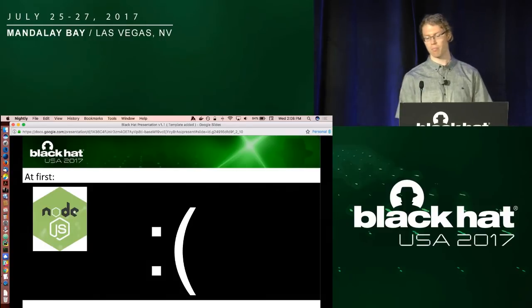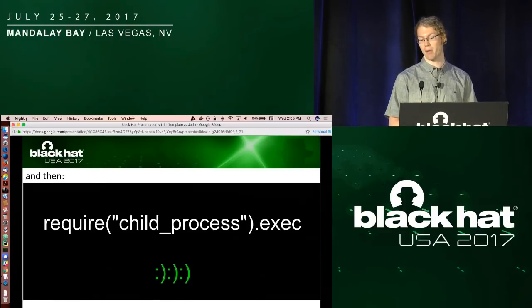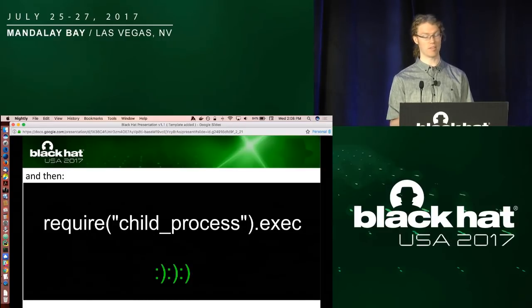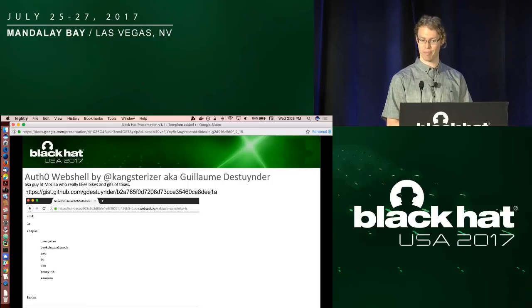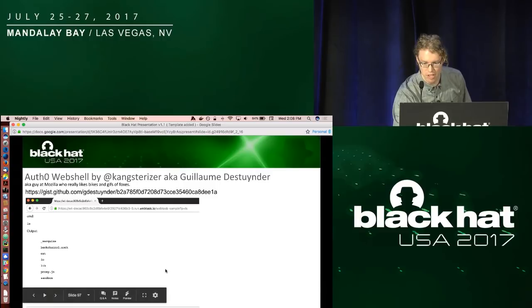Right? It was sad. But we dug around a little, and we found that by requiring child process and calling exec, you can basically shell out and run shell commands. So a friend of ours wrote this cool little web shell, which might be hard to see, but basically it just lets you put in arbitrary commands.